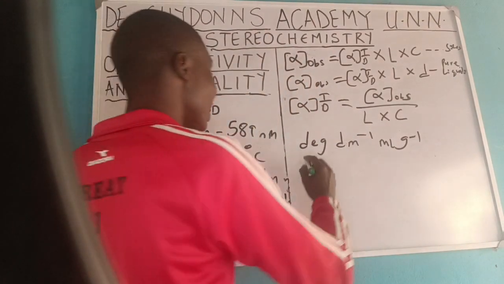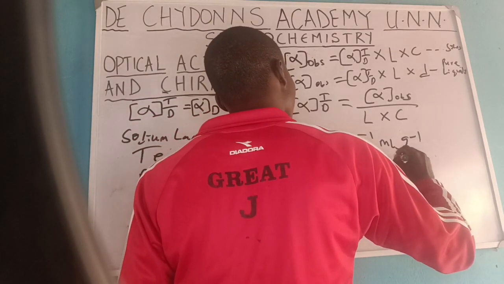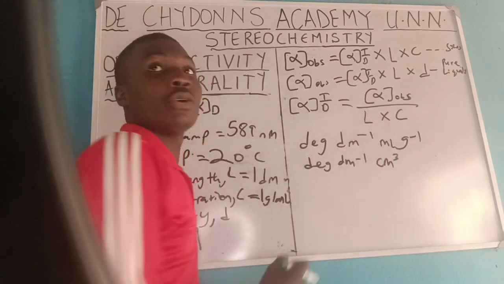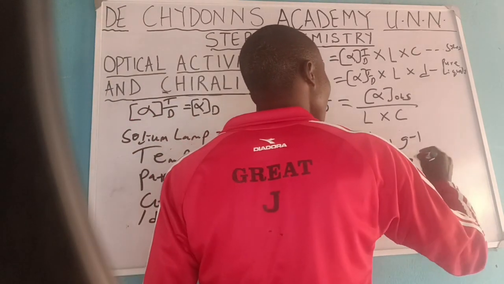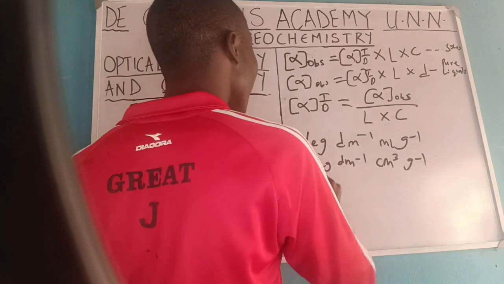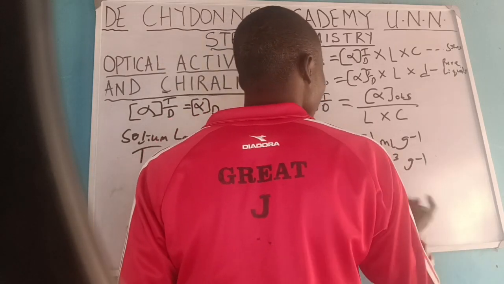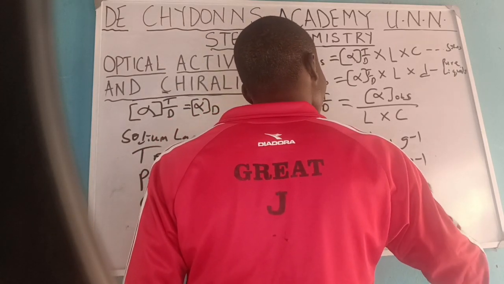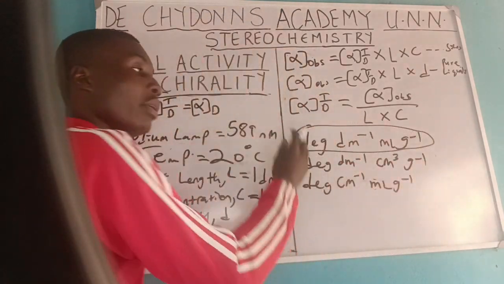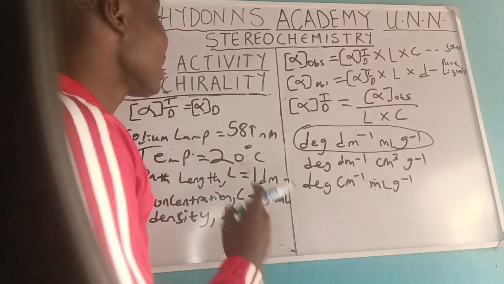You can also represent the unit as degree per dm per cm cube. Now, cm cube happens to be another unit equivalent to mL, and then we have g minus 1. If you convert your dm to cm, you can also have degree cm minus 1, using your cm cube or your mL, and then gram minus 1. This is the one we usually find being used commonly, but any one of them can be used as a unit for specific rotation. So that is that about specific rotation.